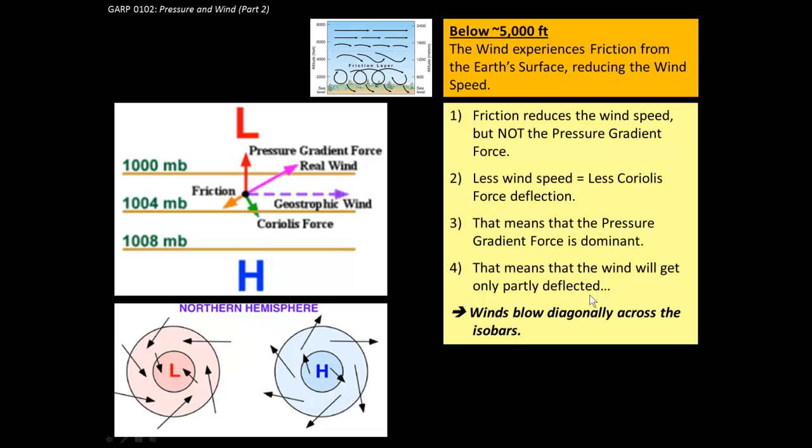That means your wind will only get partially deflected, and the winds have to blow diagonally across the isobars. That's why anytime you see wind speed or wind directions in the lower atmosphere, they always cross the isobars at an angle, such as that pink line. All of these arrows here, they always go across the isobar sort of at a 30 or 45 degree angle. Well, that's because that's what physics dictates. Right? In the lower atmosphere, winds have to cross the isobars at an angle.